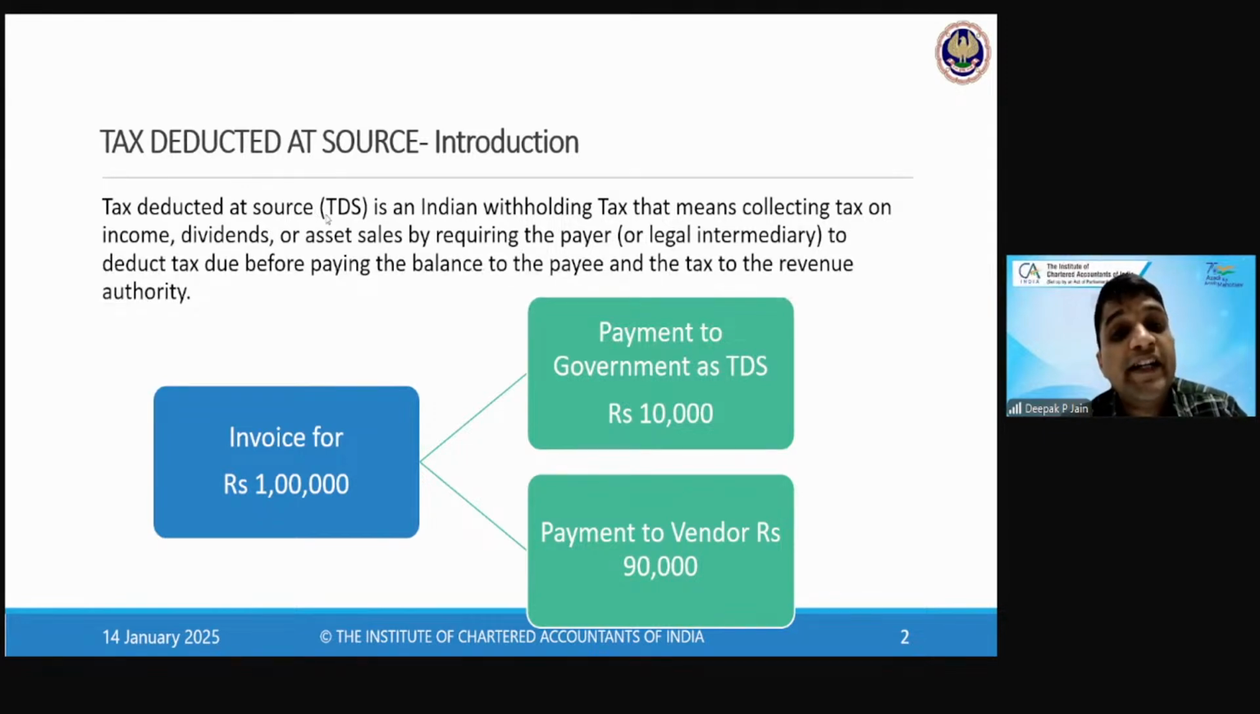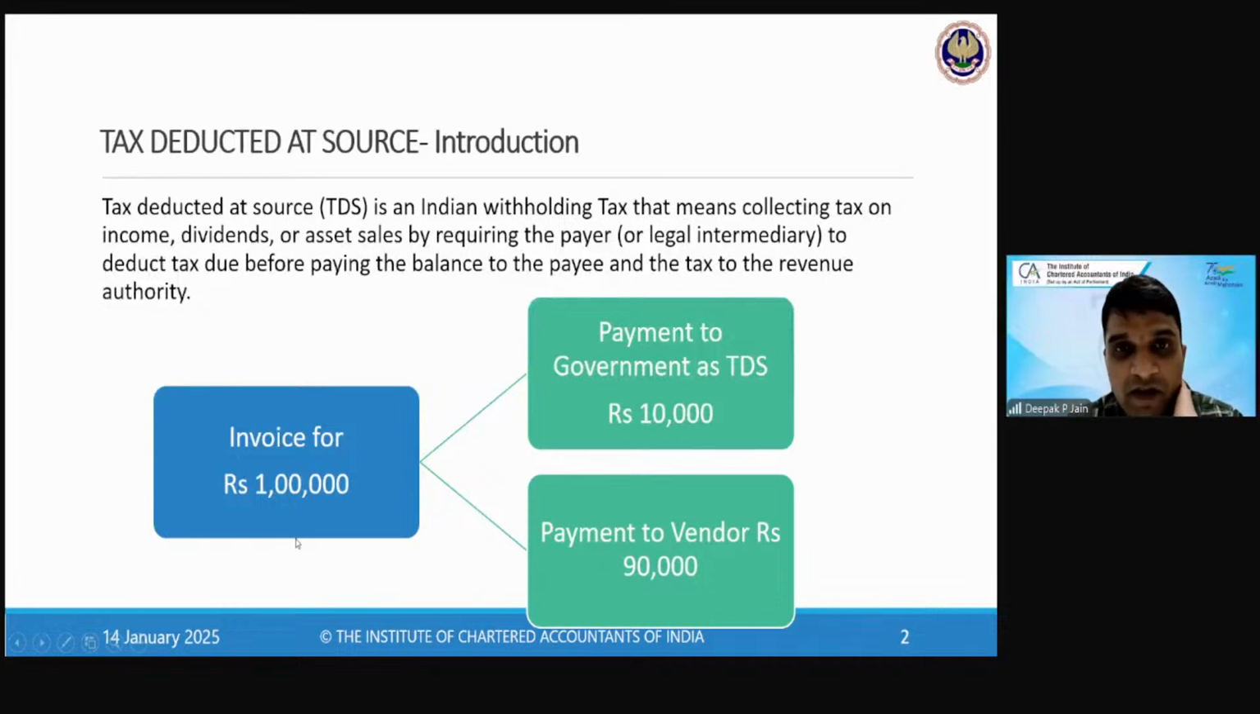Now, TDS, what is the meaning? It is an Indian withholding tax. That means collecting tax on income, dividends, or asset sales by requiring the payer, that is the person who pays, to deduct the tax due before paying the balance to the payee and the tax to the revenue authorities. So if there is an example of an invoice of 1 lakh rupees, now the payment has to be made for 1 lakh rupees. Correct? But will you make the payment of 1 lakh?